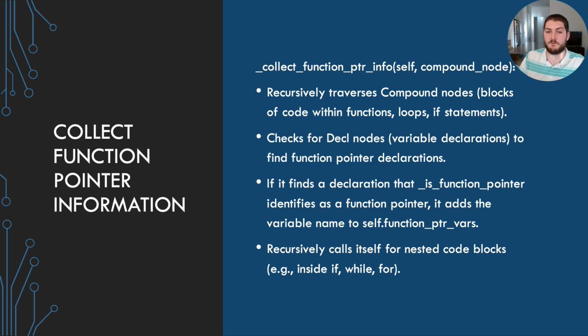In summary, collectFunctionPointerInfo is a function that systematically explores the AST representation of C code to identify and record all function pointer declarations, ensuring that even those within nested code structures are properly detected.